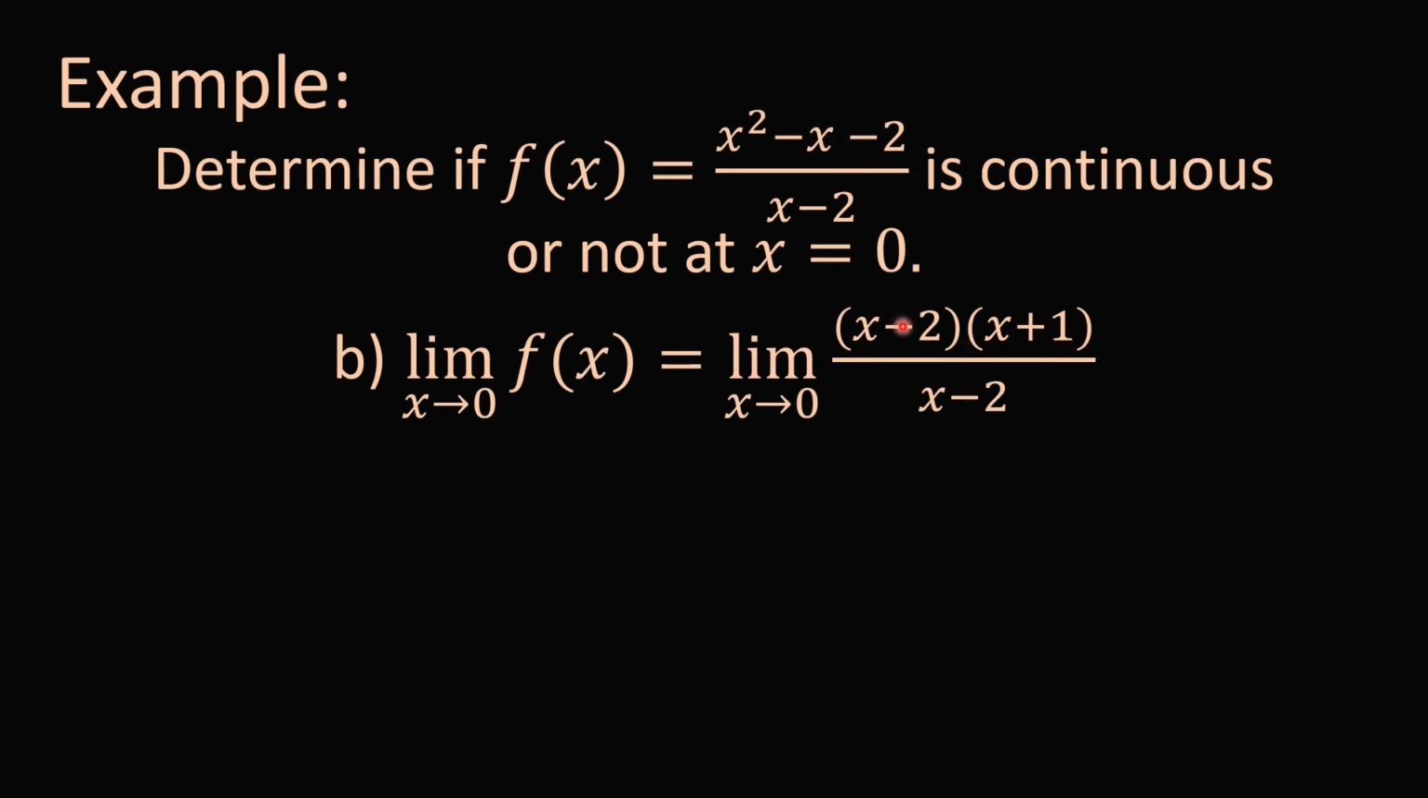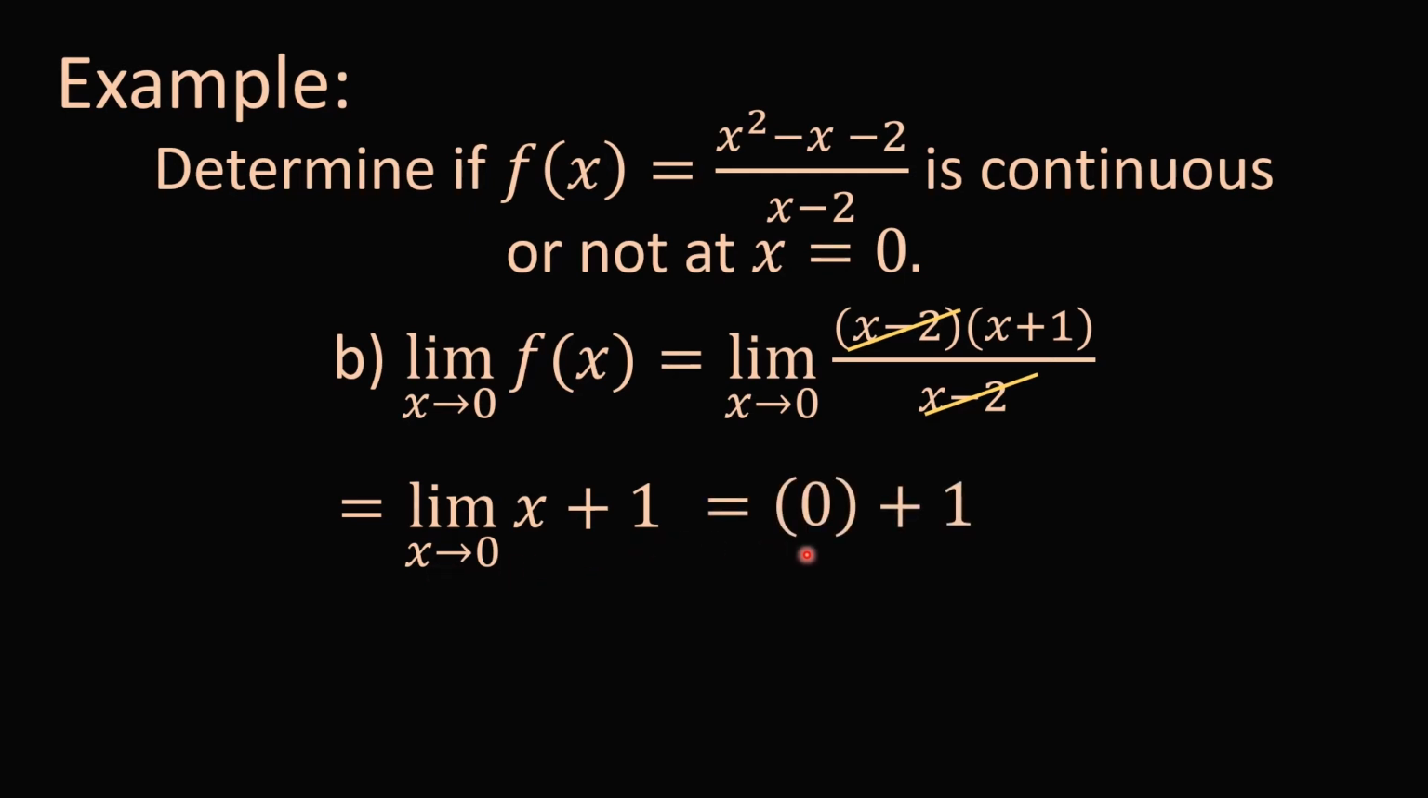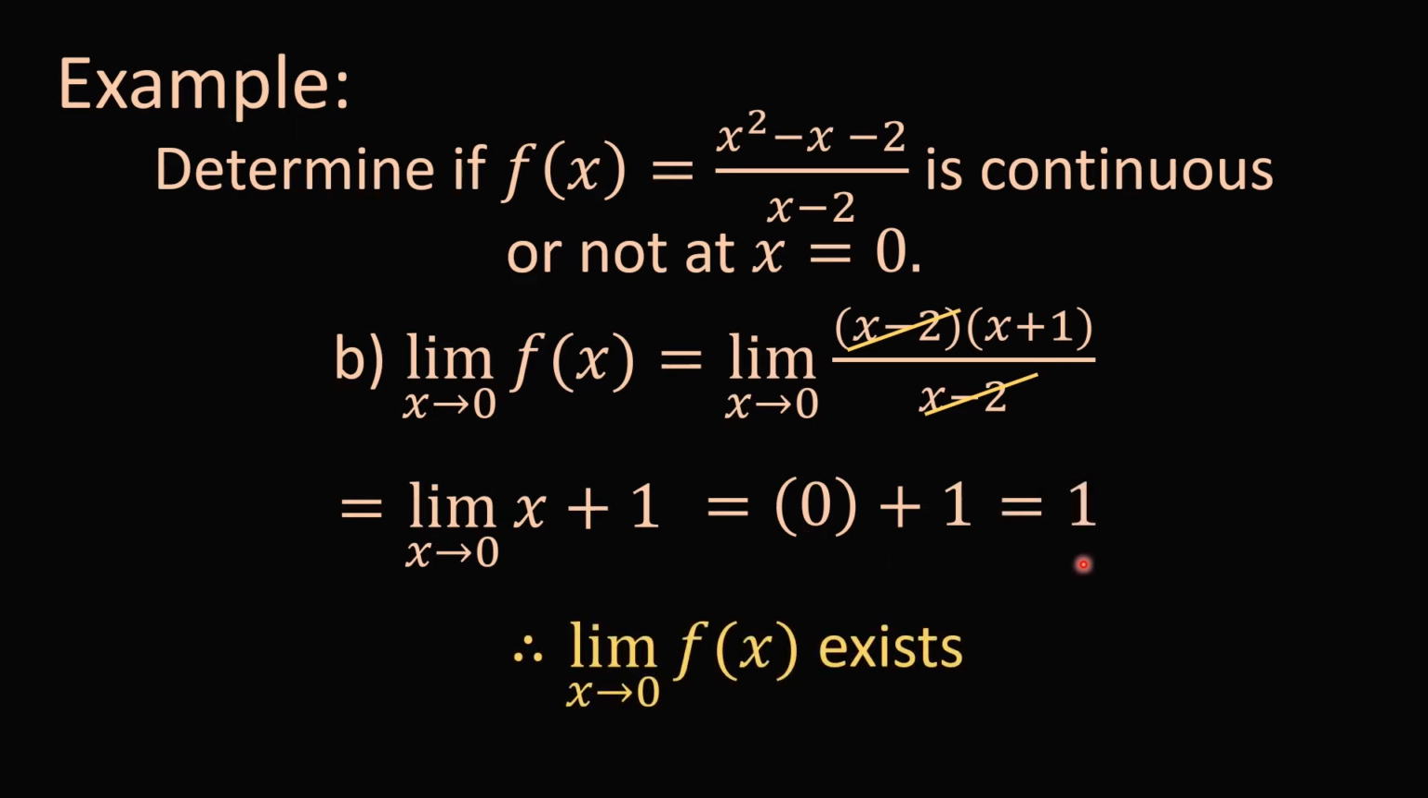So, sa numerator, yung factors niya would be the quantity of x minus 2 times the quantity of x plus 1. So, we can cancel out the common factors which is x minus 2. So, yung kukunin natin ng limit would be the limit of x plus 1 as x approaches to 0. So, pwede tayo mag-direct substitution na dito. So, we will have 0 plus 1. Simplifying it, we will have 1.